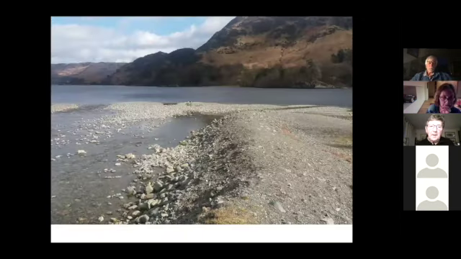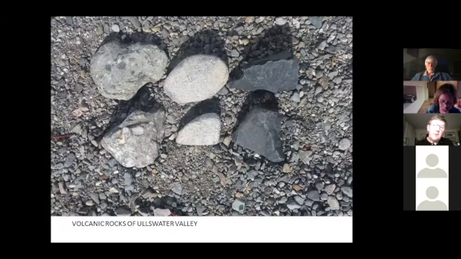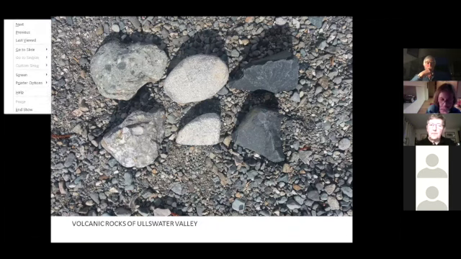If you go down there and pick your way amongst the material, you can often see nice clean examples of the various types of rock that represent volcanic rocks of the region. By no means all of them, but here's a little selection. Over on the right-hand side, these dark rocks are basalts, lavas. These in the middle, with the little white crystals, are andesites. Both of these are types of lava that are very common in the Ullswater area. But these are the pyroclastic deposits.